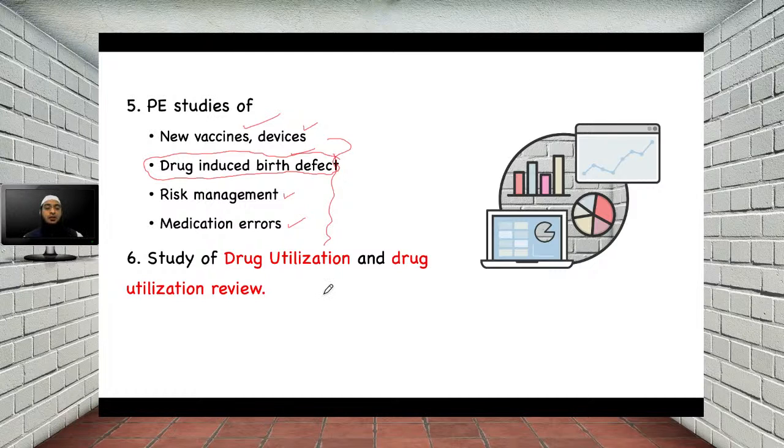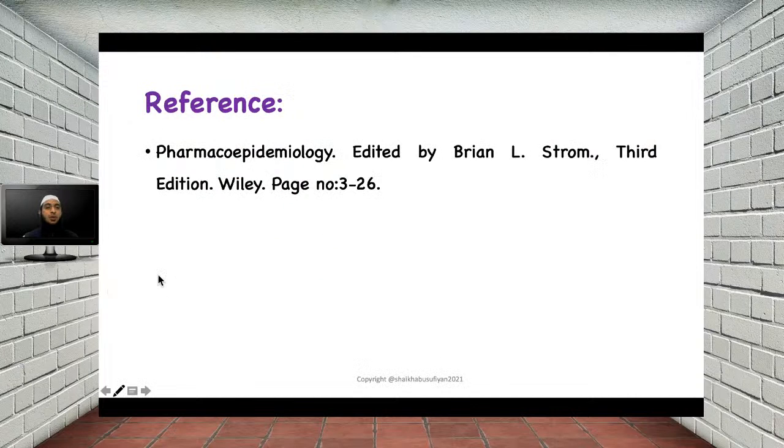The next application: it also helps you study drug utilization and drug utilization review. How a drug is being utilized in the patient, or what the trend of drug prescription is, as prescribed by the physician. So you can do that, and when you have all that data related to drug utilization in different parts of the country, then analyzing that data is called drug utilization review. We will see these two parts in detail in the next part of our session, but this is also one of the applications of pharmacoepidemiological study.